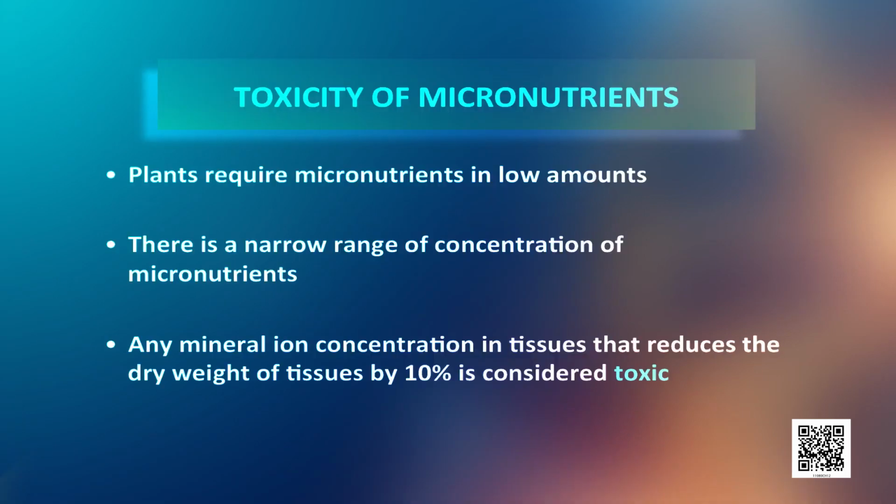Plants require micronutrients in low amount. If plants obtain them in moderately less amount, this causes deficiency symptoms as we have already discussed. But in higher doses, micronutrients can become toxic. Thus, there is a narrow range of concentration in which the elements are optimum. Any mineral ion concentration in tissues that reduces the dry weight of tissues by 10% is considered toxic.